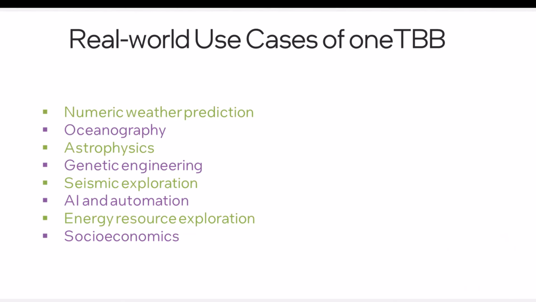oneTBB is ideal for a wide range of compute-intense domains such as numeric weather prediction, oceanography, astrophysics, genetic engineering, seismic exploration, AI and automation, energy resource exploration, and socioeconomics.